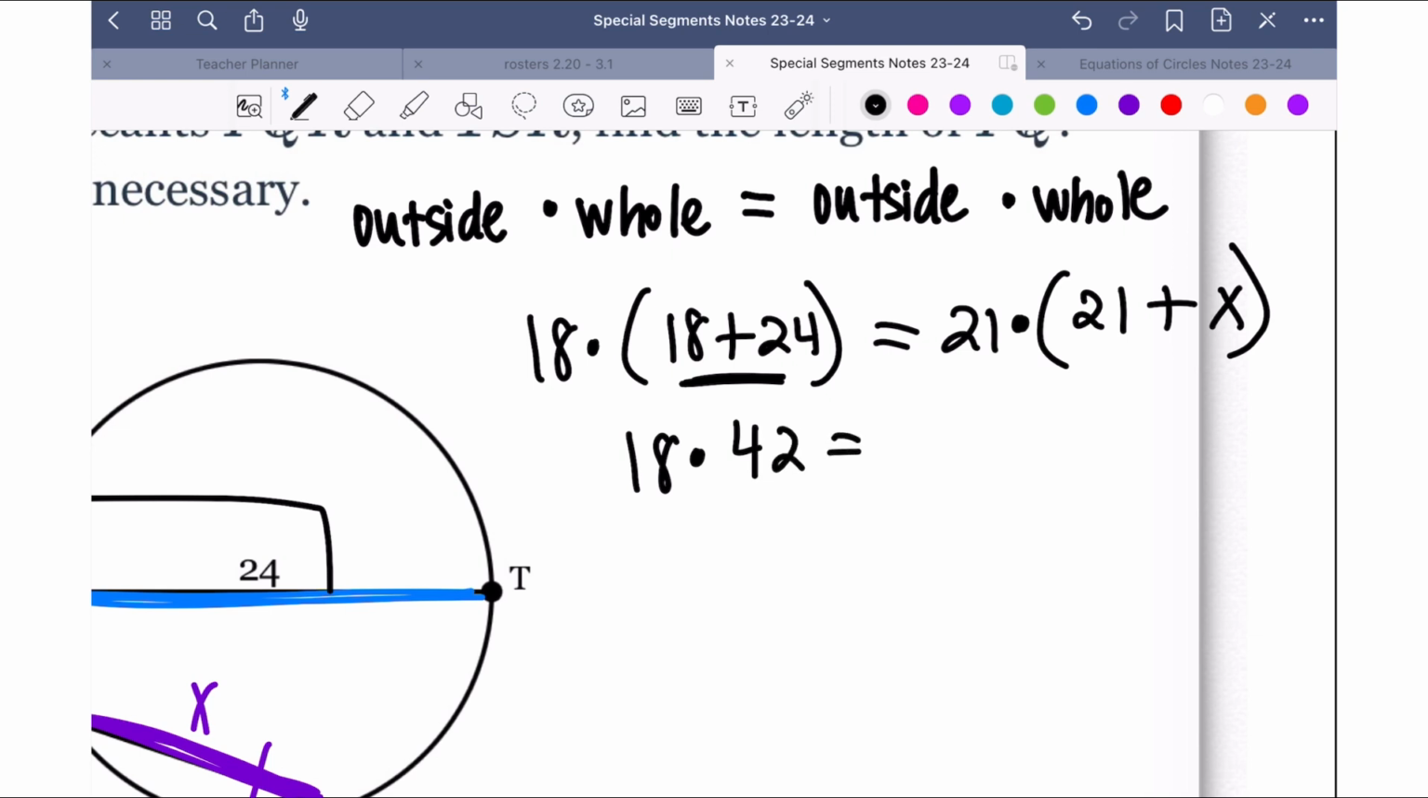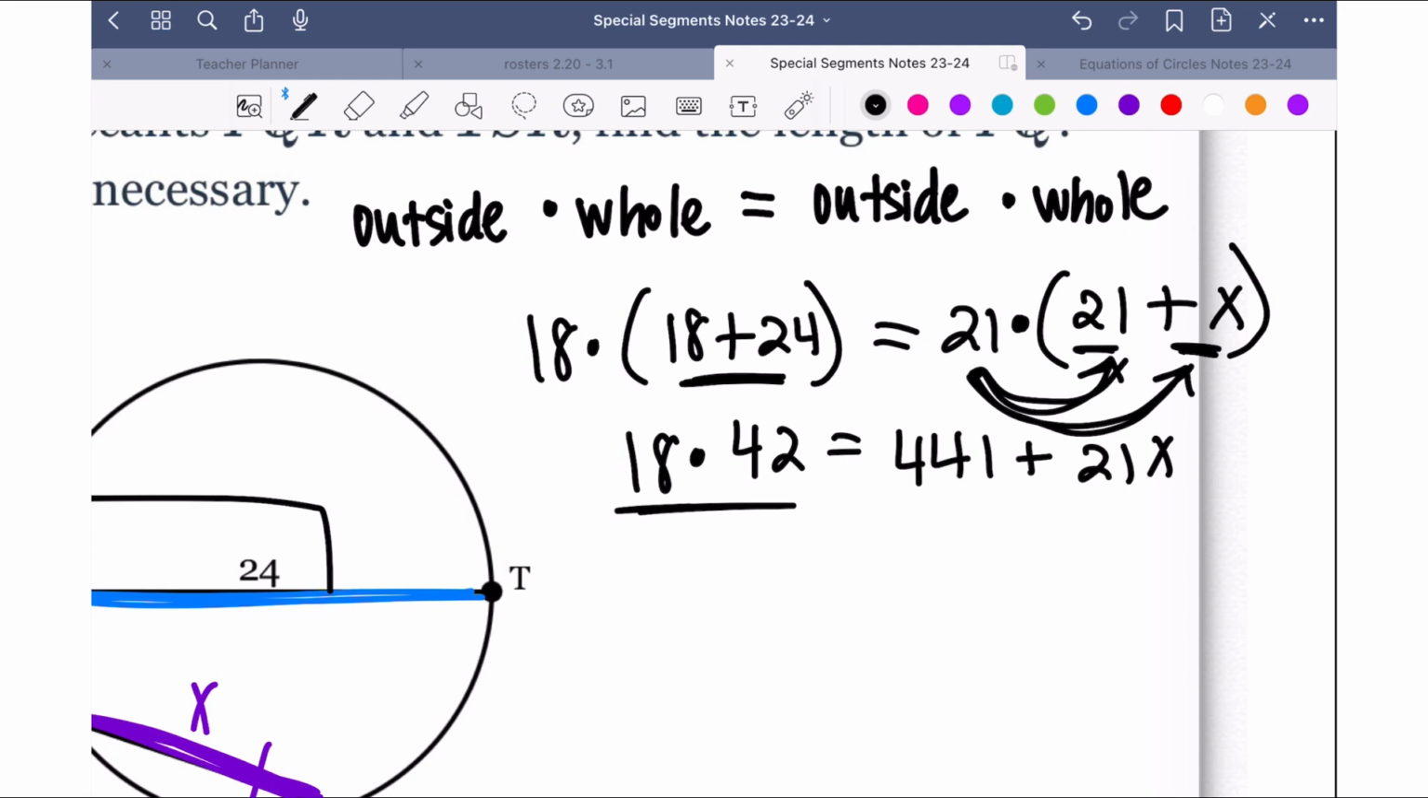We can't really add 21 and X because that's a whole number, that's a variable. But I can multiply the 21 into both. So 21 times 21 is 441 plus 21 times X. Okay, so I multiplied there. Now I multiply here, which is 21X. Okay, let's multiply 18 times 42 on the left. 756 equals 441 plus 21X.